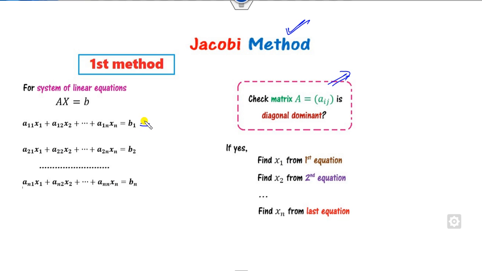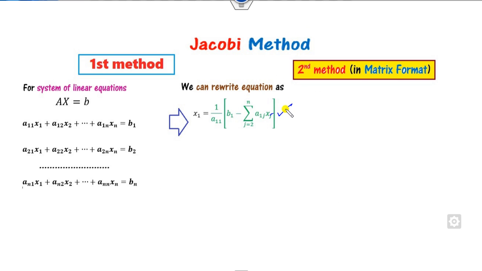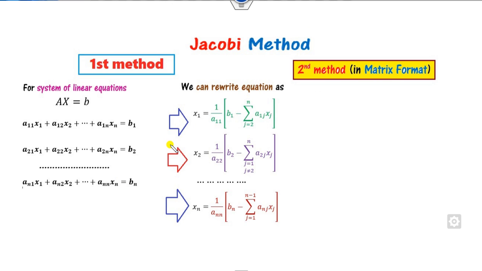Then we can find the value of x1 from this, which can be written as b1 minus a12 x2 and so on, divided by a11. Similarly you can find the value of x2 from the second equation, and xn from the last equation, like this. Similarly you can find the values of x2 and xn.